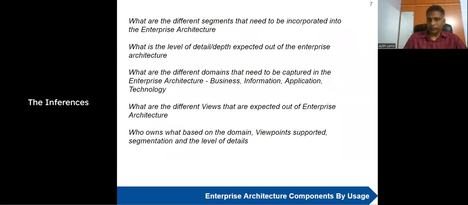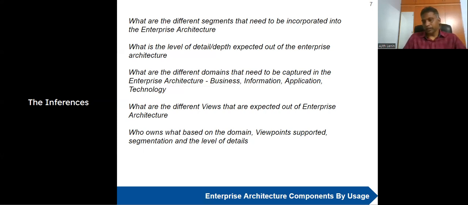So we looked at the different segments that need to be incorporated. Based on stakeholders from different segments, we will be able to identify what level of detail or depth we want to capture. For example, if I am looking at supporting developers and managing their project designs through enterprise architecture, then I am looking at a specific capability level. What are the different domains we need to use?